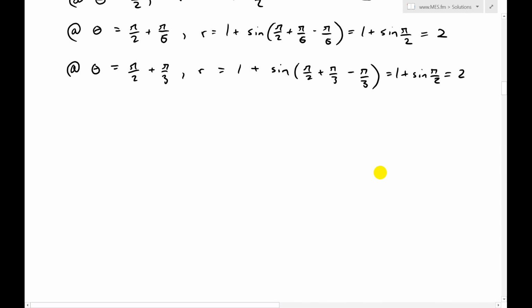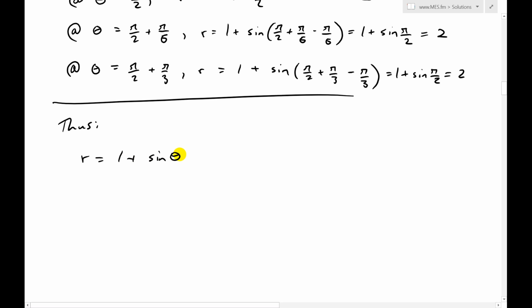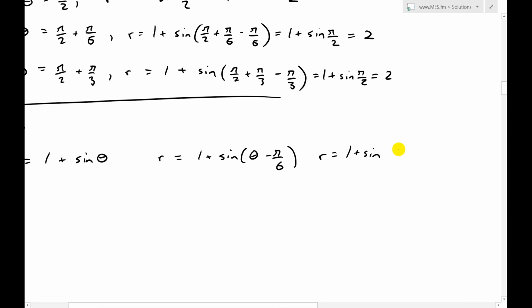Thus, moving from this formula, r equals 1 plus sine theta, like this, let's say we're shifting over from this one and comparing them all: r equals 1 plus sine of theta minus pi over 6, and then the last one on this side, r equals 1 plus sine of theta minus pi over 3, like that.